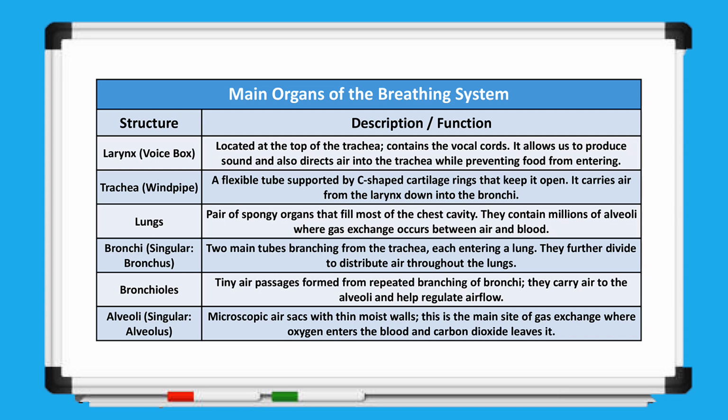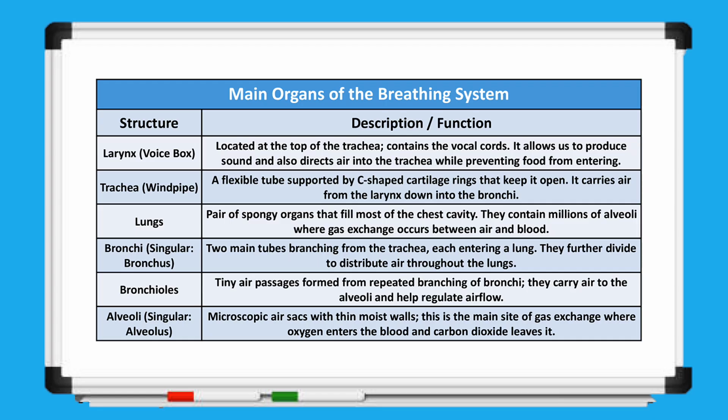It's located at the top of the trachea in the neck region. The larynx is made up of firm cartilage, forming a box-like structure. Inside it are the vocal cords, which vibrate when air passes through, allowing us to produce sound. Besides helping us speak, the larynx also plays an important protective role. It ensures that air moves into the trachea while preventing food or drink from entering the airway during swallowing.